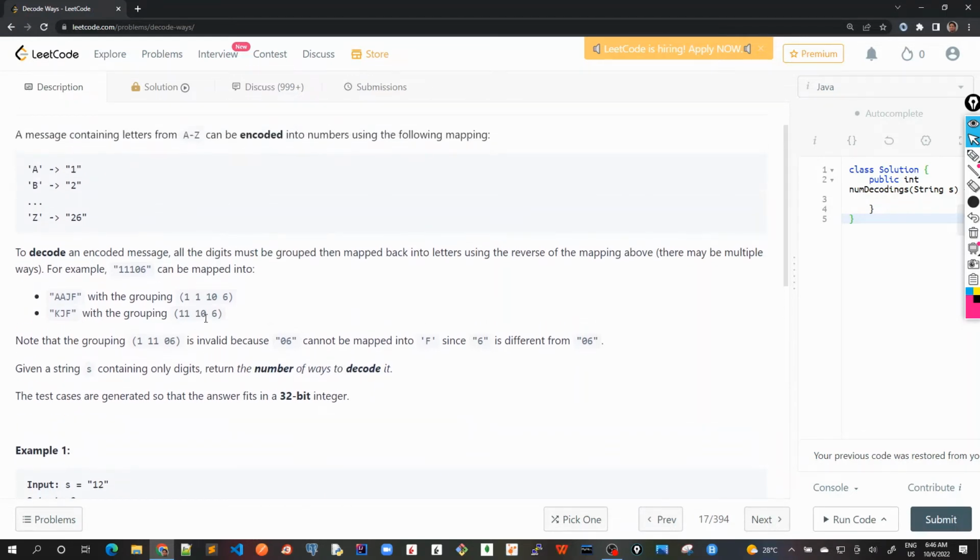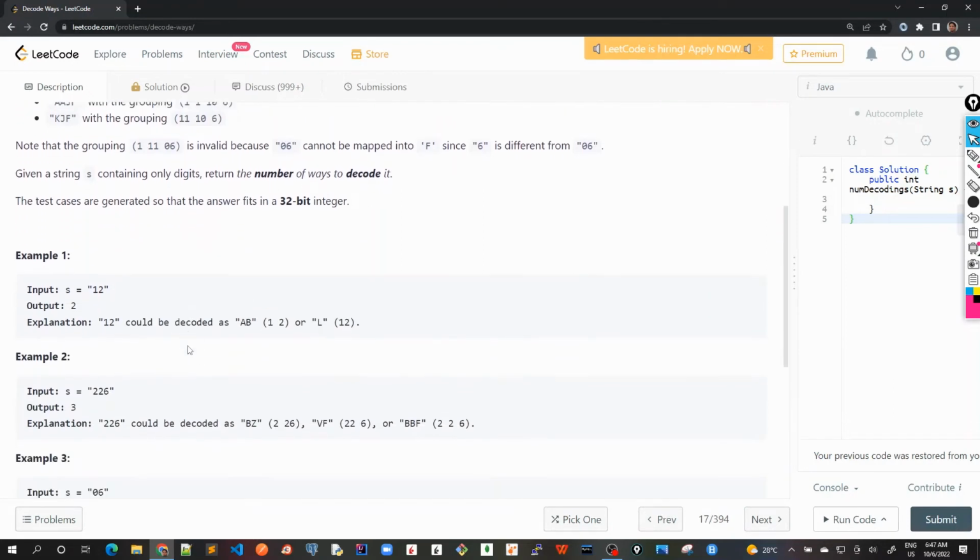Now, one very important thing here is that the number would be 1, 2, 3, and the 0 will appear only for 10 or for 20. It cannot stand alone. For example, we cannot group this as 06, because there is no encoding as 06. So 06 cannot be mapped into F, since 6 is different from 06. Similarly, if you have a standalone zero, it cannot be mapped because the mapping starts from 1.